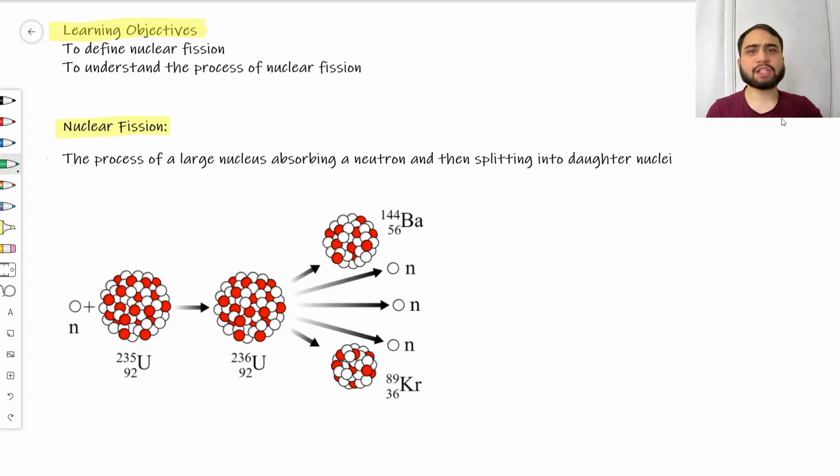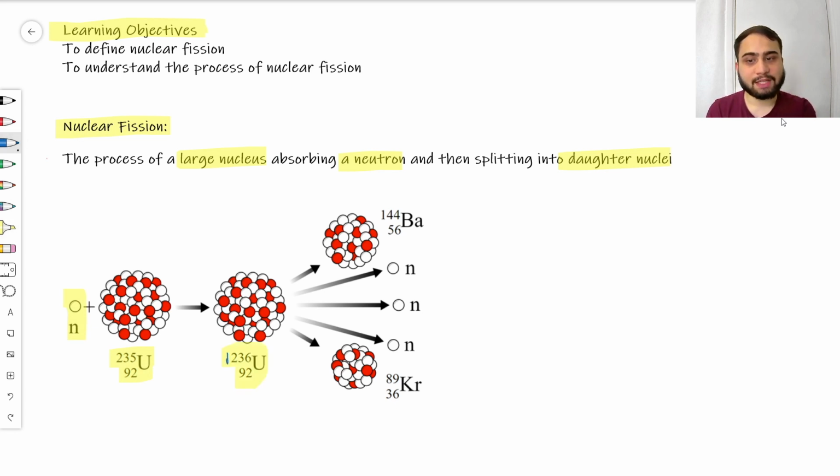Okay, so what actually is nuclear fission? Well, nuclear fission can be described as the process of a large nucleus absorbing a neutron and then splitting into several daughter nuclei. Okay, so let's have a look at this in actual real terms. So we have here our large nucleus, which is uranium-235. Now this absorbs a neutron here, and so it becomes a heavier version of uranium-235 called uranium-236.